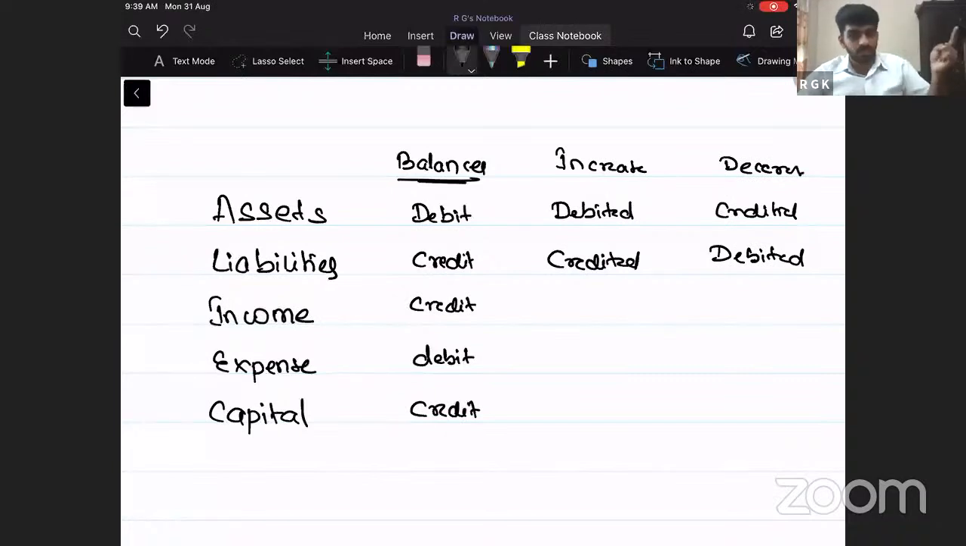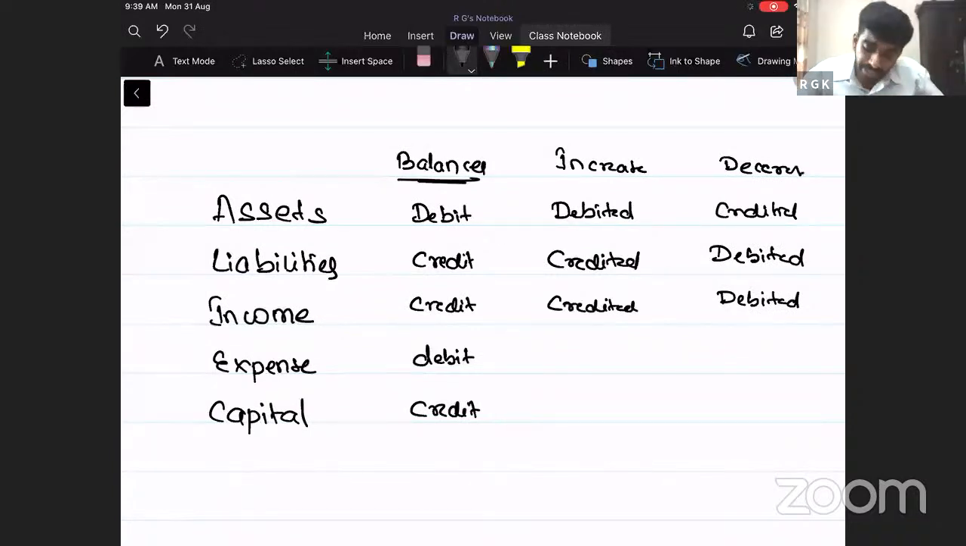Income, when it is increased, what should you do? Income is to be credited, again the same, credited. When income decreases, it should be debited. When expense increases, what should be done? When expense increases, it should be debited. When expense decreases, expense is to be credited.